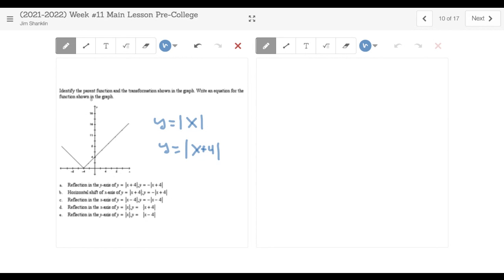Interesting. So it says identify the parent function and transformation shown. Write an equation for the function. Now, this is definitely our equation. I'm just not sure why they have it written out like this. So it looks like D is the only one that looks like that. So I'm going to go with D.